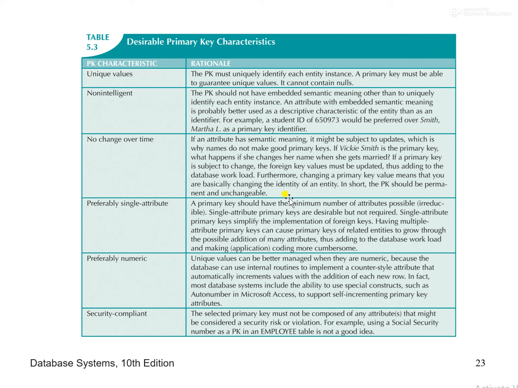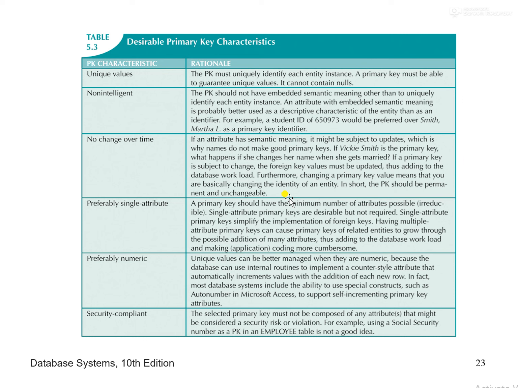So we have to make this change, not only in that particular record of Vicky Smith where we are using it as a primary key, but also because we are using this primary key as a foreign key in so many other tables, we have to make changes in all those tables as well. So in short, we can say that the primary key should be permanent and unchangeable. It should not be such an attribute which can change later on.